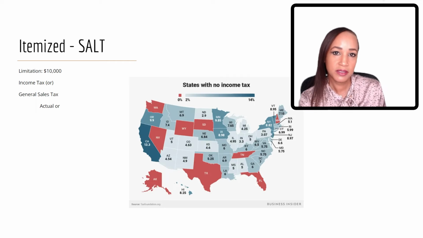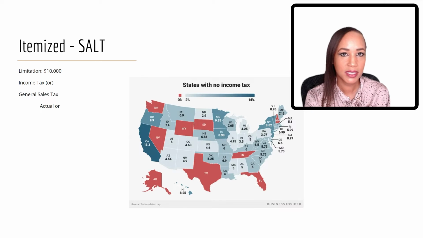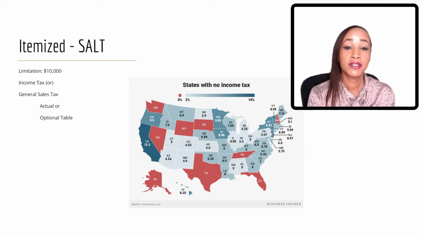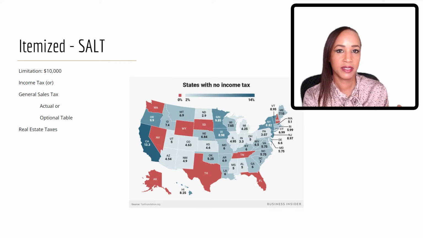Now, the general sales tax is going to be the actual, so you have actually kept track of all of your receipts for all of the sales tax that you paid throughout the year, or you can use the optional table. There is a table provided for every state for a general sales tax deduction. So again, it's going to be either your actual income tax or your general sales tax.